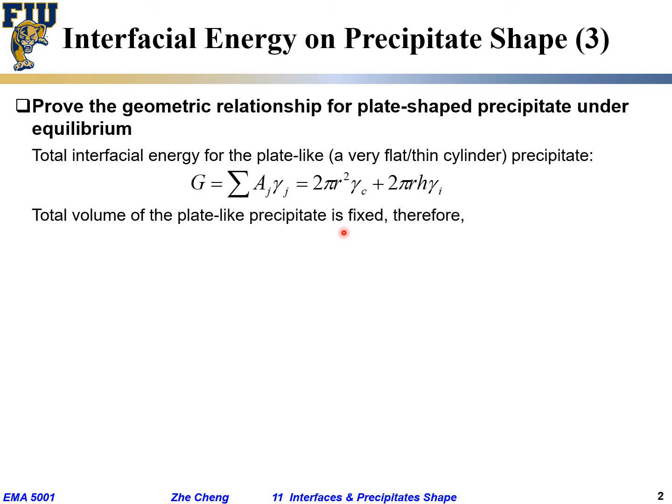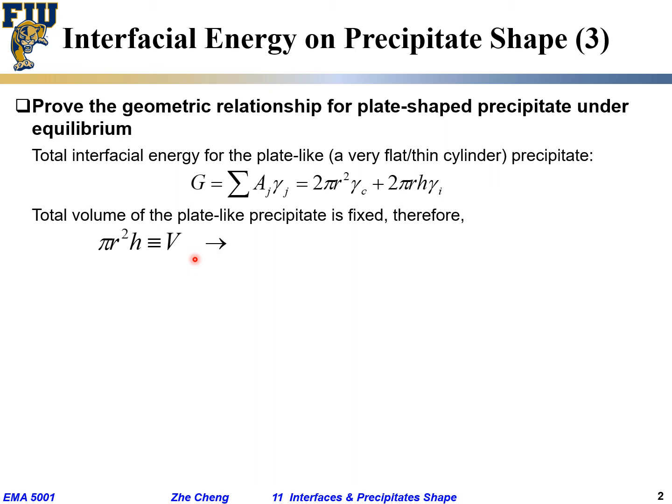The total mass doesn't change. The total molar amount doesn't change. But the interface may change. The relative interfacial area also changes. Okay, which means what? Pi r squared h equals V. What does V stand for? Volume is a constant. Make sense?